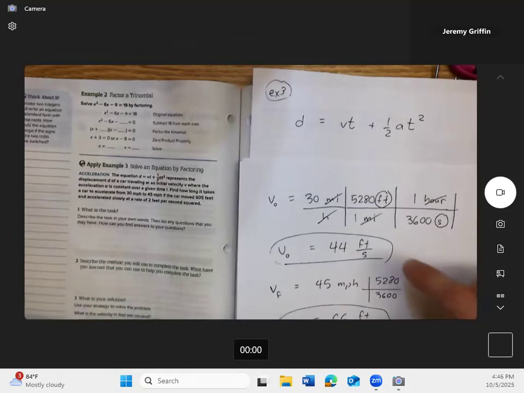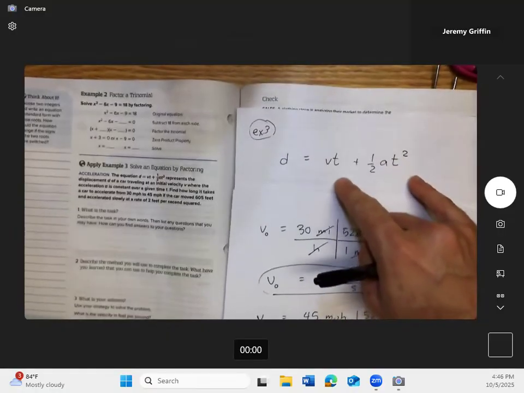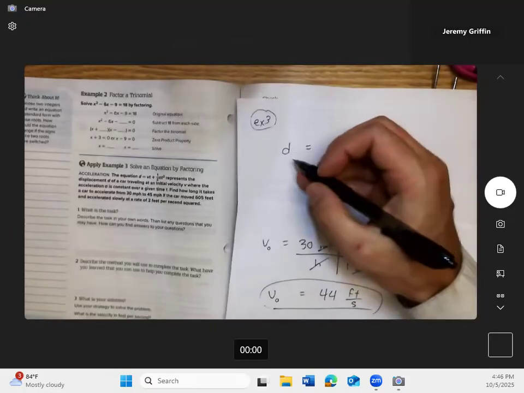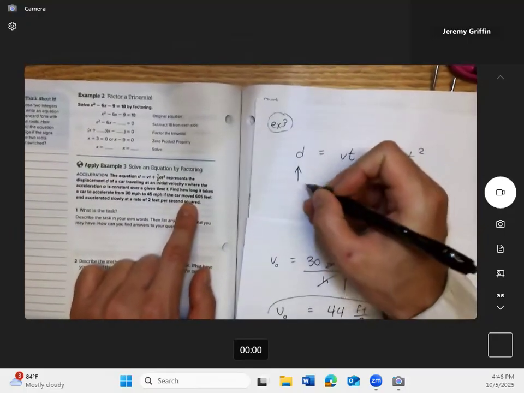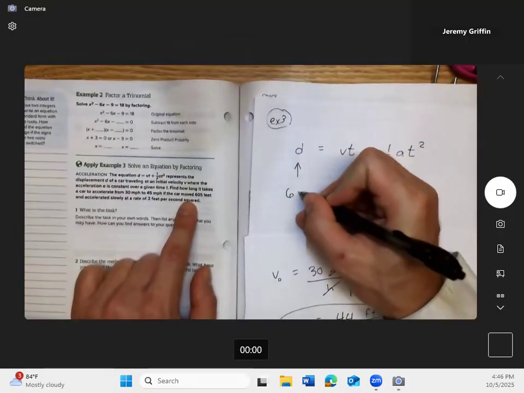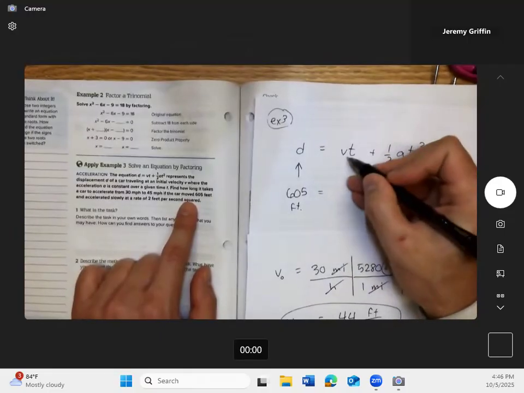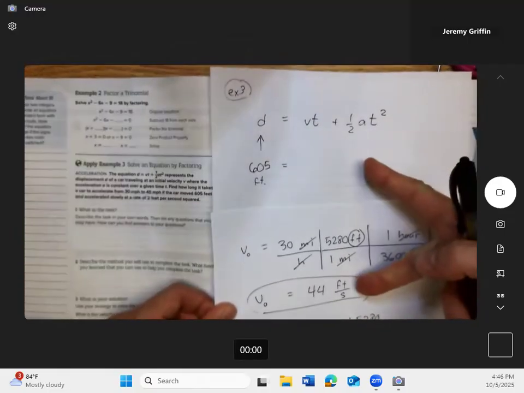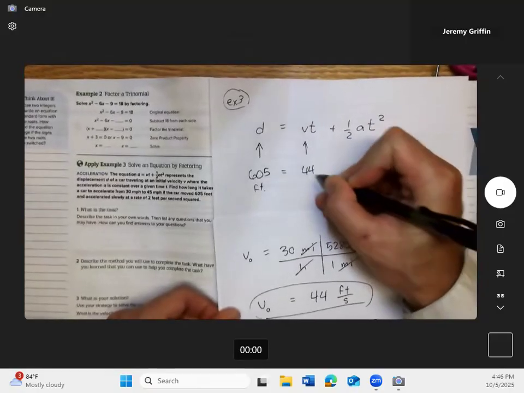But we need this 44 feet per second to have consistent units so we can actually make an equation here. They told you the distance: the car moved 605 feet. So where the d goes for distance, I'll put 605. That's feet, by the way. Equals initial velocity. Now here's what I did all of this work for: where this v goes, I'll pop in 44.